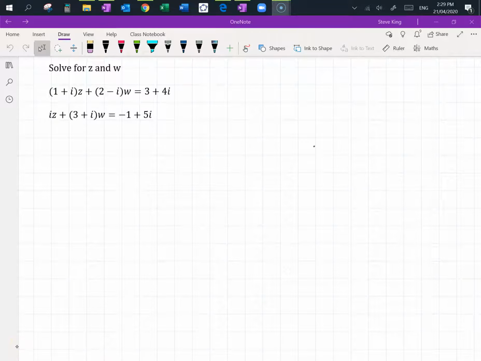Right, in this video we're going to solve a pair of simultaneous equations that have complex numbers in them. With these sorts of problems, you've just got to be very careful when you're working through things, not to misplace signs or write things down incorrectly. It might sound like a fairly standard thing to say, you should do it all the time, but you have to be doubly careful when you're working with complex numbers, I find.